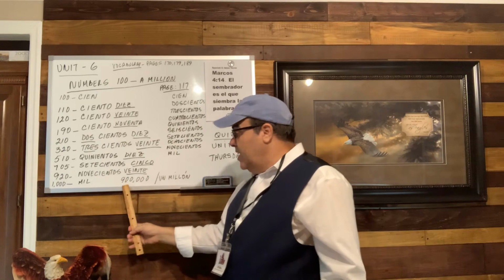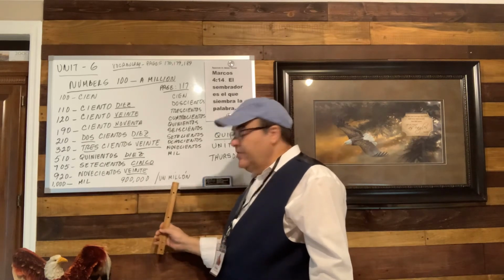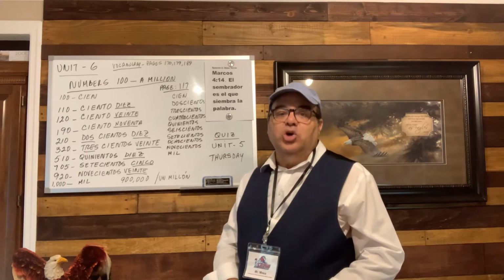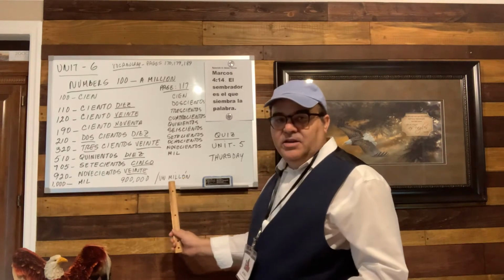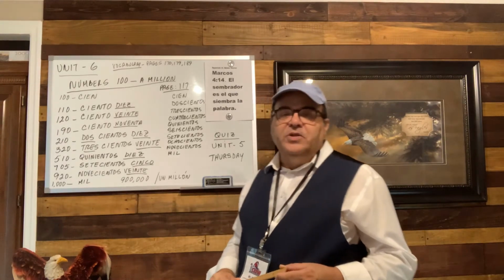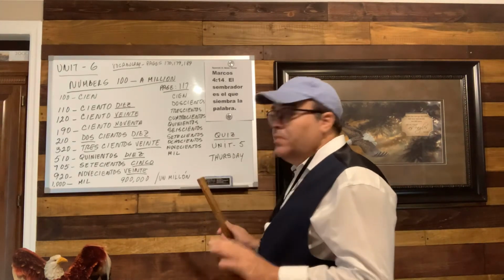After 900,000, definitely you have the million. And how do you say million? Millón. Millón with a double L, which sounds really similar to the Y. So it's going to be like that.